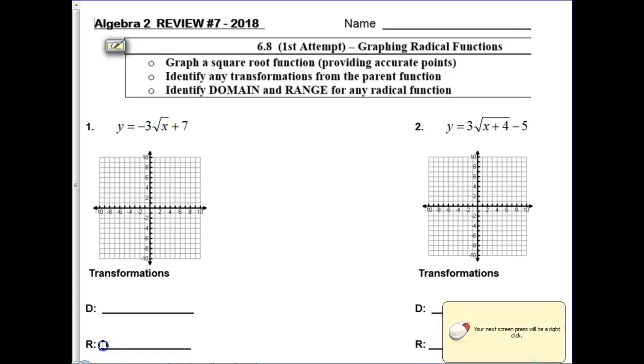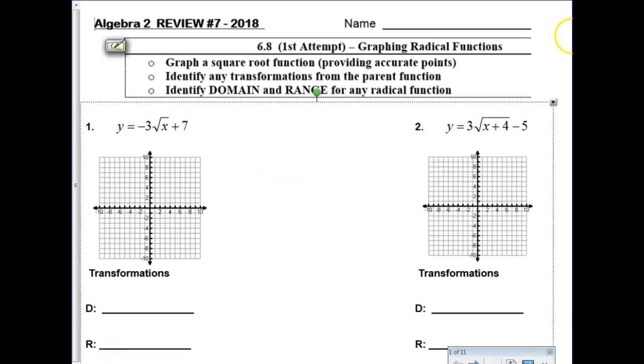Alright, so our review for summative number 7 is going to have some new topics on it and a couple of old topics. Well, actually, you know what? I take that back. I think there's just one old topic on it, which would be factoring. And I'm hoping this is the last time we have to talk about factoring on an assessment this semester.